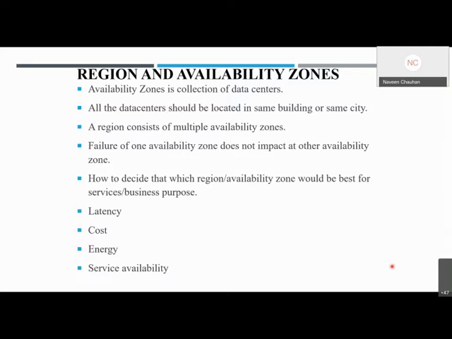So the next point of discussion is regions and availability zones. An availability zone is a collection of data centers. When creating data centers, the decision has to be made very judiciously about whether all the data centers should be located in the same building or the same city. A region consists of multiple availability zones. Failure of one availability zone does not impact the other availability zones.